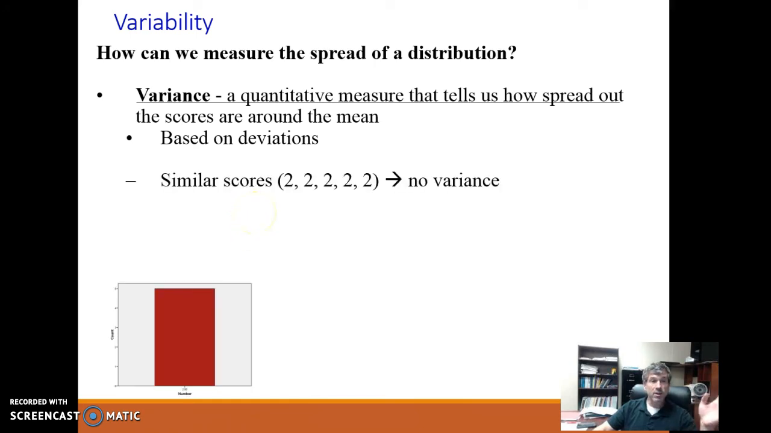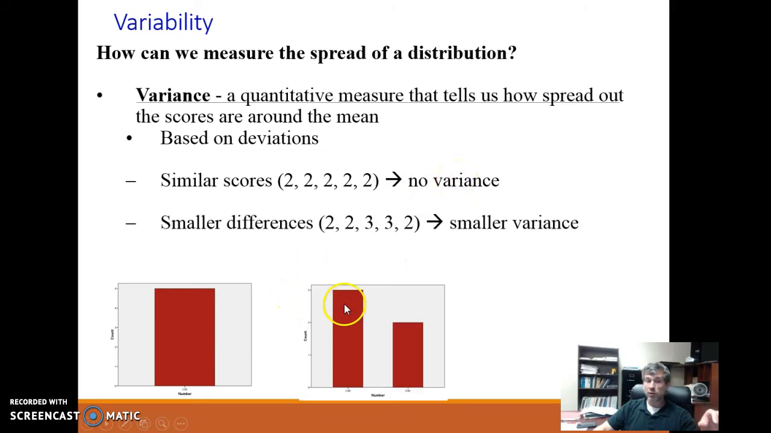But for now, again, the idea of variance is just that the more spread out scores are, the bigger the number gets. If everyone has exactly the same score in the entire data set, here everybody has a score of 2, there's no variance at all. The scores do not differ, they do not spread out.